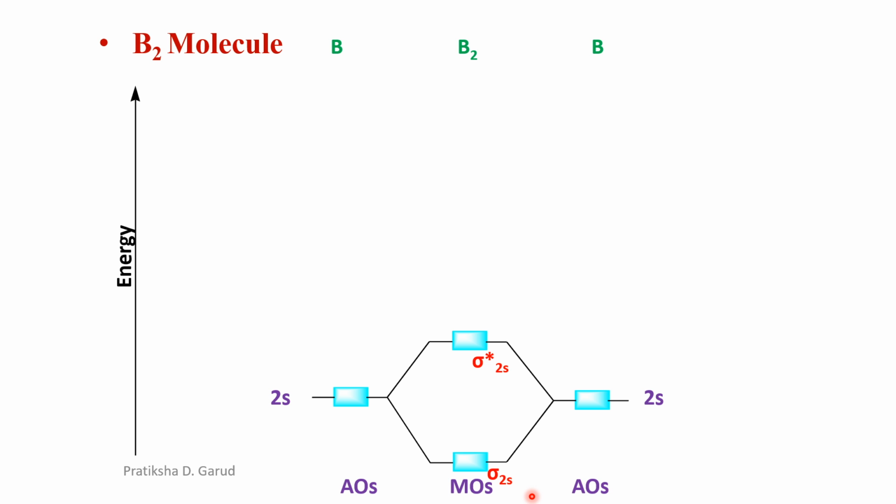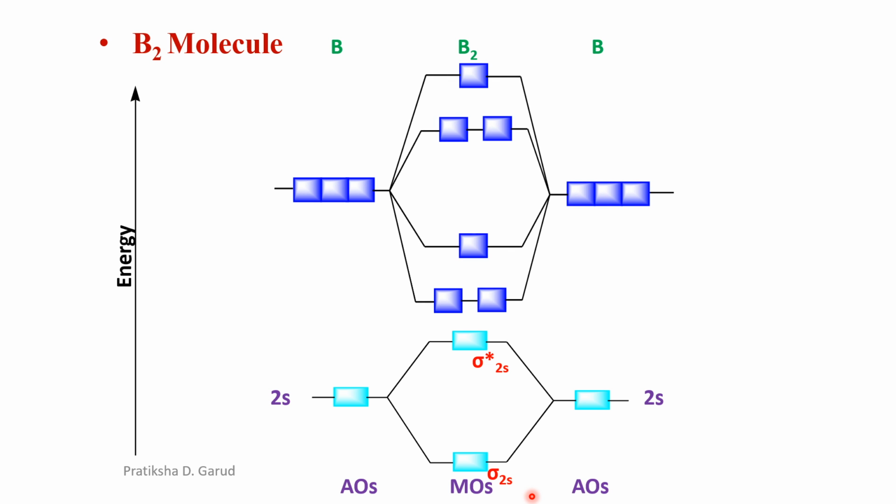Okay, so after 2s we are having the next diagram, that is for the 2p. At one side we are having the 2p atomic orbital of one boron atom, and at another side also we are having the second 2p, which is for the other boron atom. Then we are having total 3 plus 3, total 6 atomic orbitals. So it should result in the 6 molecular orbitals. Out of the 6 molecular orbitals, the lower 3 are known as the bonding, and the upper 3 are known as the anti-bonding.